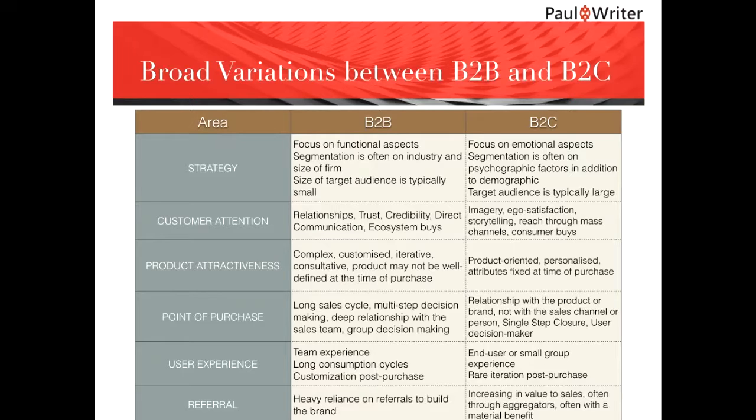Similarly, for product attractiveness, in B2B the product tends to be really complex, customized, and consultative, whereas in B2C, even in the case of a personalized offering, the attributes are fixed at the time of purchase, so the complexity is a little less in that case. Similarly, with point of purchase, B2B has a far longer sales cycle.